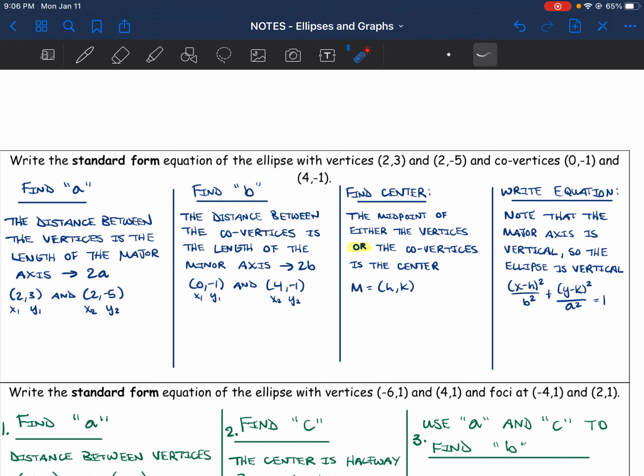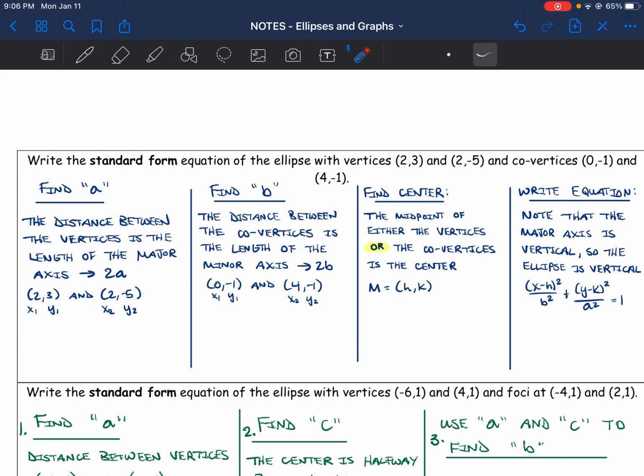Okay. So in order for us to write the equation of a vertical ellipse, we need to find the center, the A term, and the B term. So I've split up this problem into a few different phases: finding A, finding B, finding the center, and then finally, with that information, we can actually write the equation. Okay, so let's start with finding the A term.